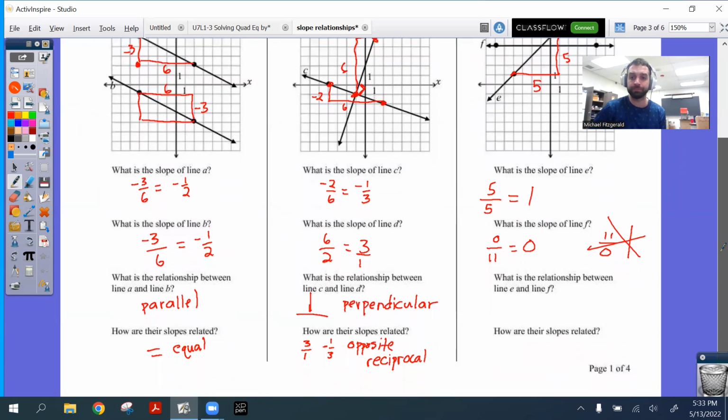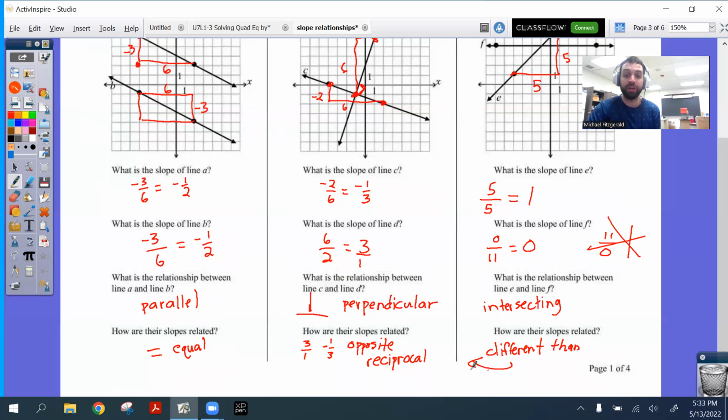So with the relationship between these two lines, they are neither perpendicular nor parallel. The other term for that is intersecting. How are their slopes related? Well, they're just different slopes. There's no relationship. So it's different than what we say over here. If it's not the opposite reciprocal and it's not equal slope, then they are just intersecting. They intersect at a different angle.